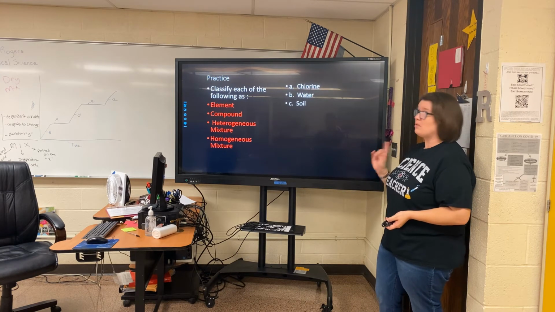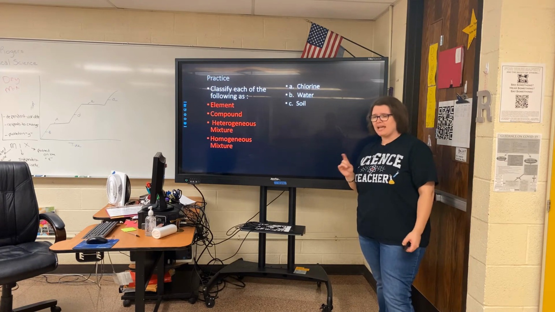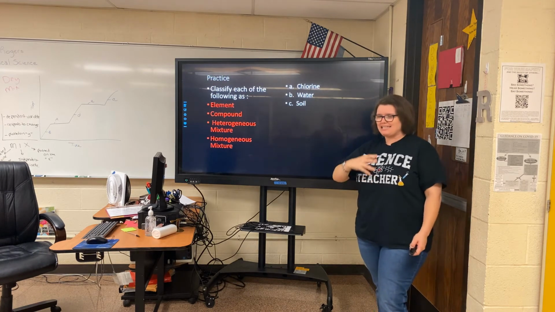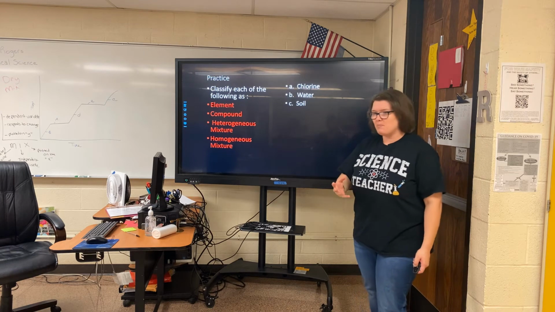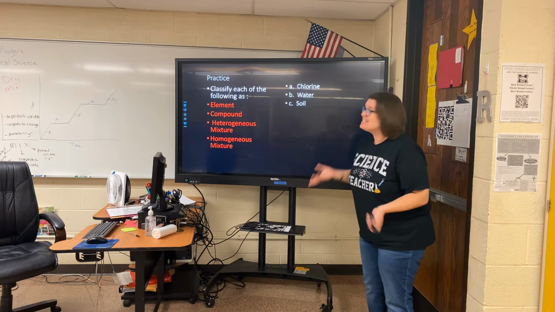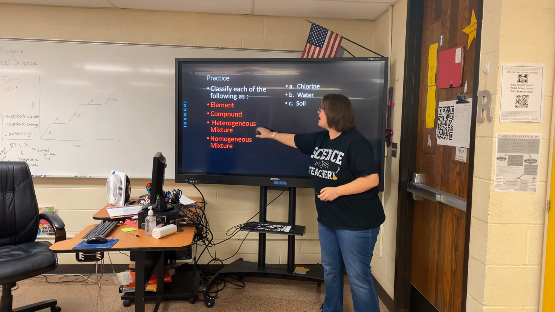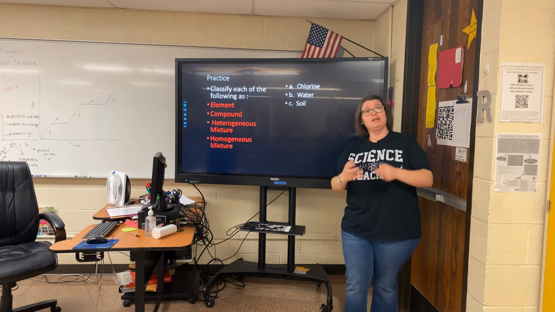Now, soil, we've got to think about here. I can see separation in soil. I can see there's little pieces of loam. I can see bits of rock. I can see bits of the actual dirt itself. There's some separation there, and I can tell there's different parts to it. It's different, so that means it's probably a heterogeneous mixture. It's a mixture, and it's all different.